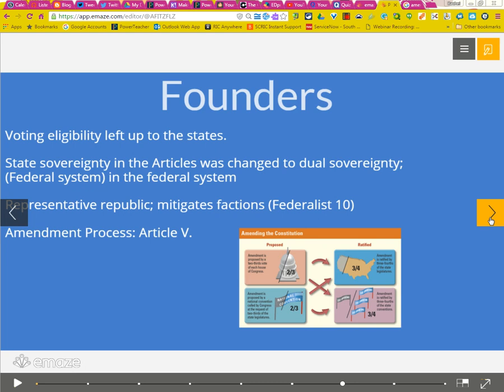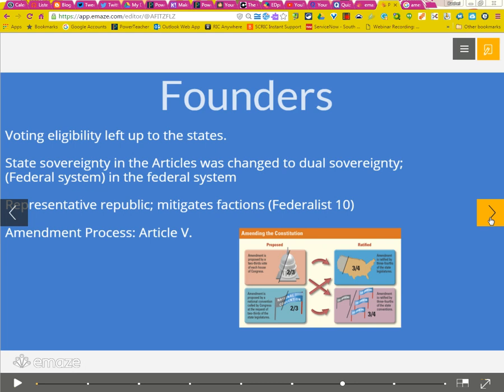A representative republic was chosen by the founding fathers because A, it mitigates the factions, and B, it allows us to have fewer people weighing in on those bills. And you might argue that does take the power away from the minority sometimes when their voices aren't being heard. However, if we had direct democracy where everybody had to be voting and doing all that stuff, it clearly wouldn't work.